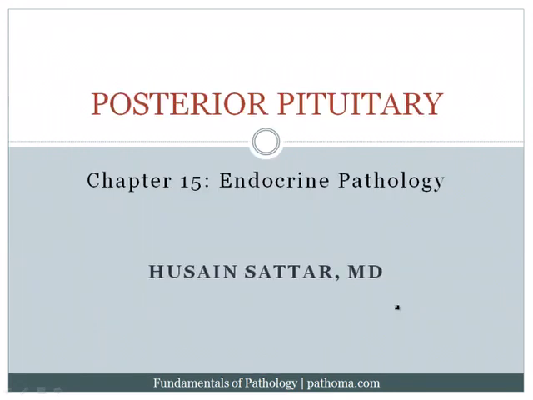Moving on to the posterior pituitary, recall that there are two hormones that are released by the posterior pituitary. The first is antidiuretic hormone, or ADH, and the second is oxytocin. Now, interestingly, neither of these are actually made in the posterior pituitary. Both are made in the hypothalamus and then transmitted via axons to the posterior pituitary for eventual release.